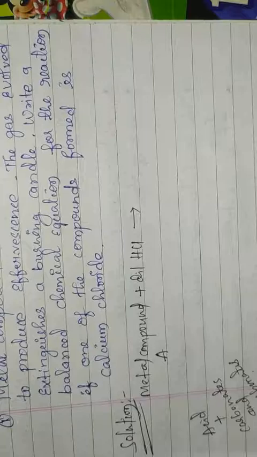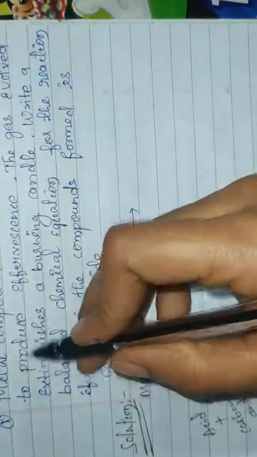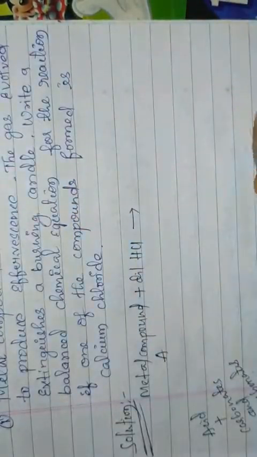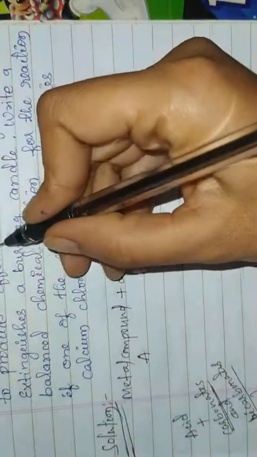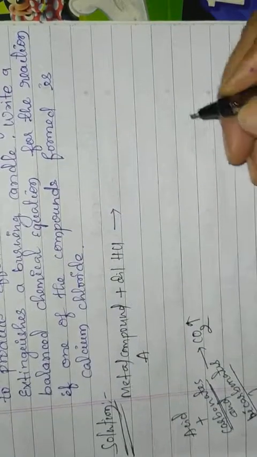Effervescence means, I will send that photo on WhatsApp, and then only you will understand. Look, a metal compound A reacts with dilute HCl to produce effervescence. If effervescence is produced, obviously carbonate is present, and this effervescence is due to the release of carbon dioxide gas.